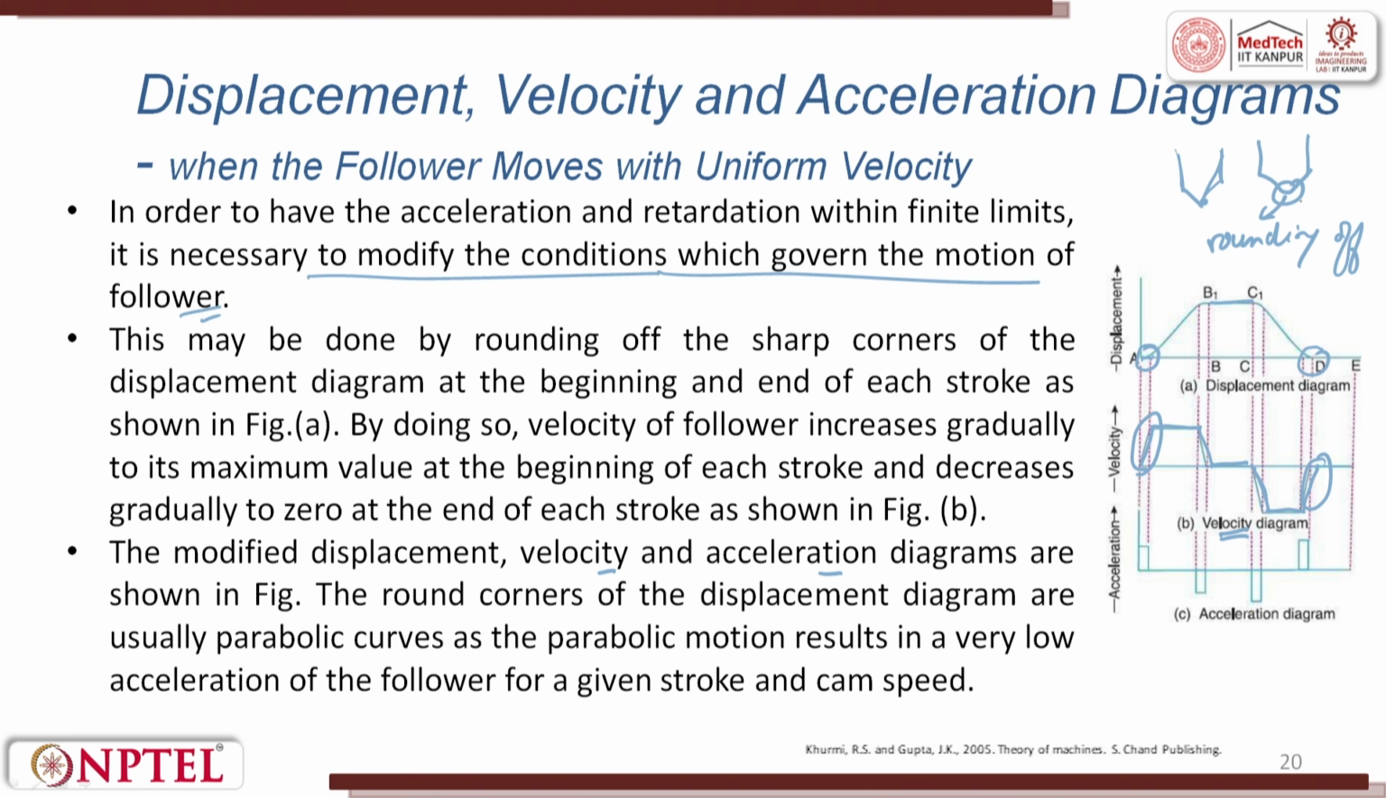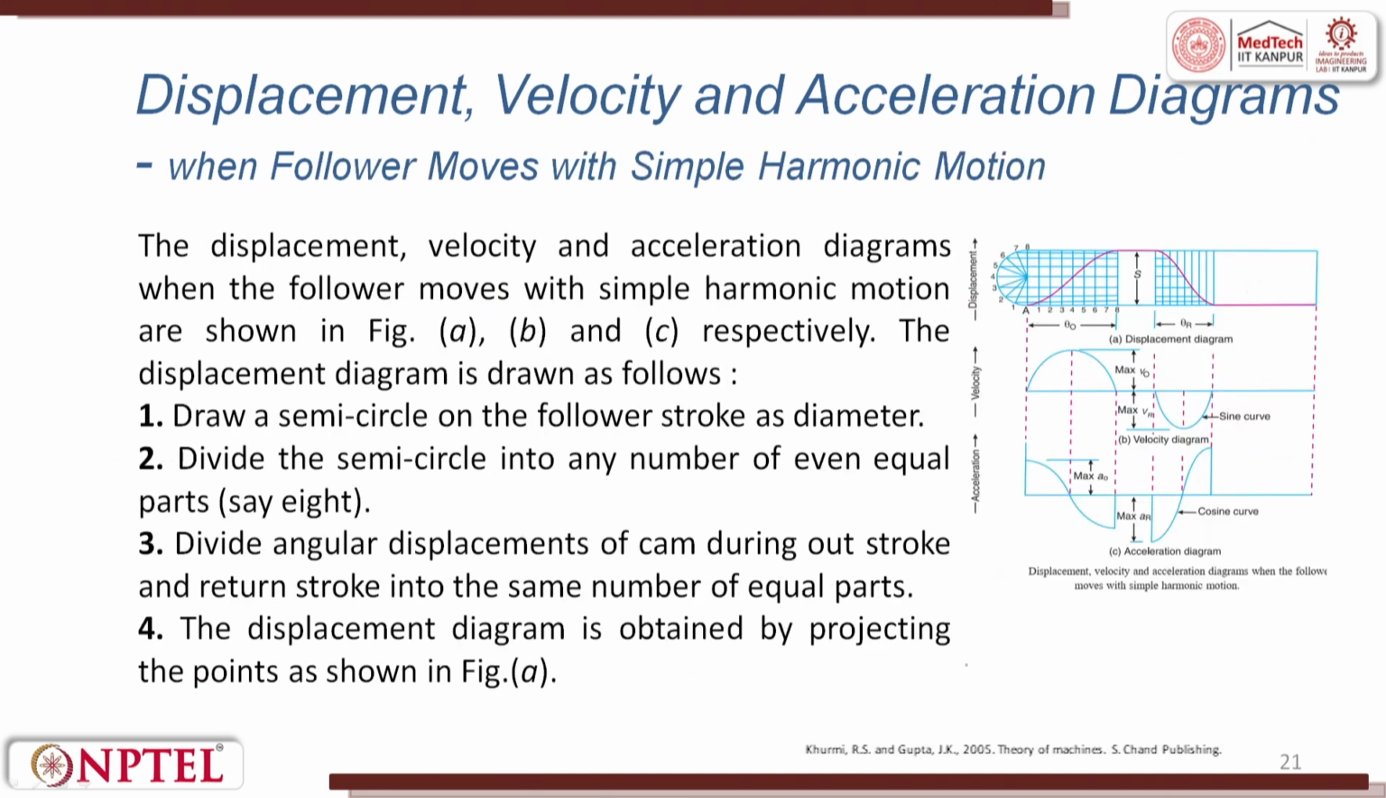The rounded corners of the displacement diagram are usually parabolic curves, and a parabolic motion results in a very low acceleration of the follower for a given stroke and cam speed. So, the displacement, velocity and acceleration diagrams when the follower moves with a simple harmonic motion are shown in figures A, B and C. So, this is figure A, figure B and figure C.